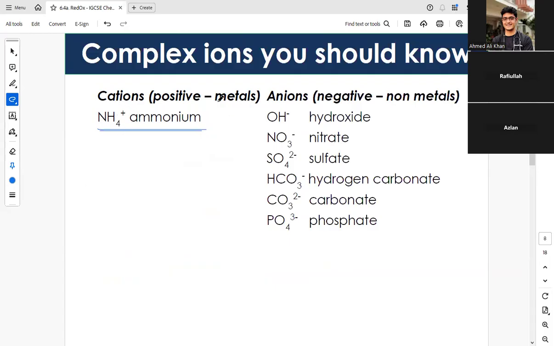ठीक है, ammonium should not be confused with ammonia. ठीक है, ammonia is a stable compound and it's a gas. ठीक है, ammonium ion is not stable and it's not a gas. ठीक है, it's an aqueous ion.